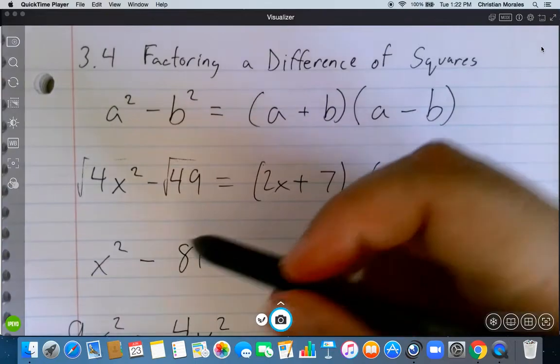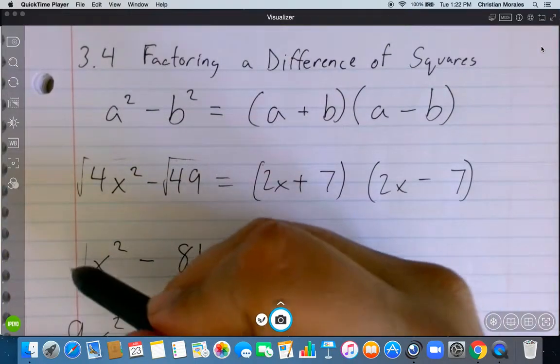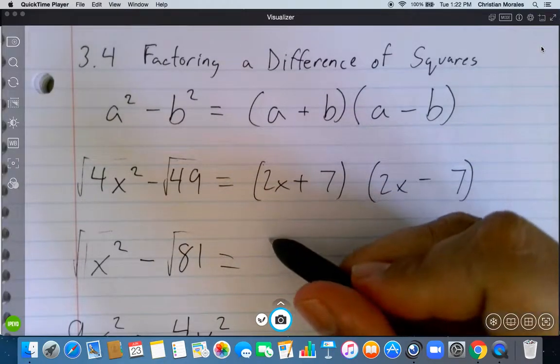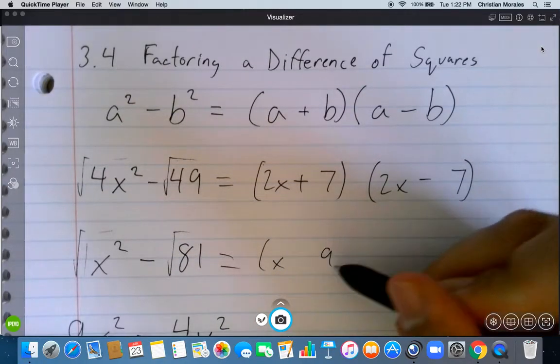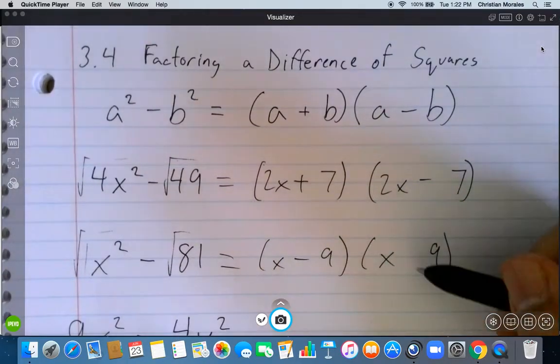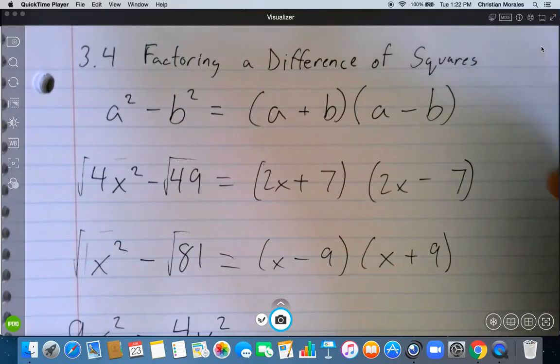So like here, again, remember if there's no number there, it's a 1. Take the square root, take the square root. You get 1x or just x, you get 9. Remember, you would have two of them. One with a plus sign, one with a minus sign. Again, the order does not matter, okay?